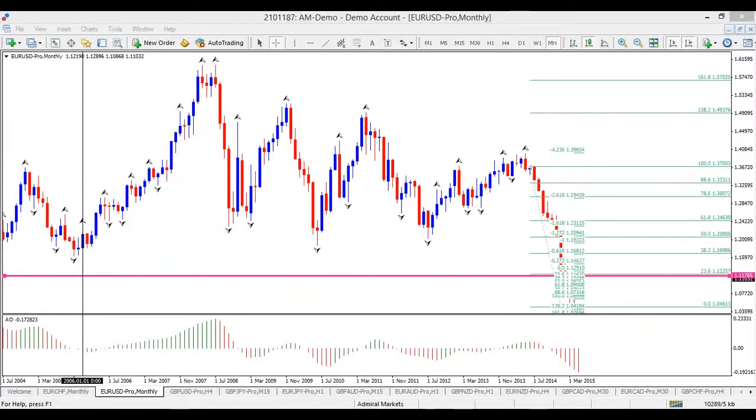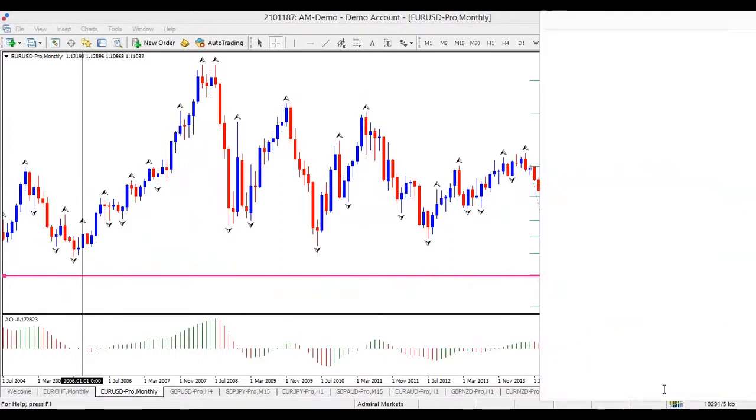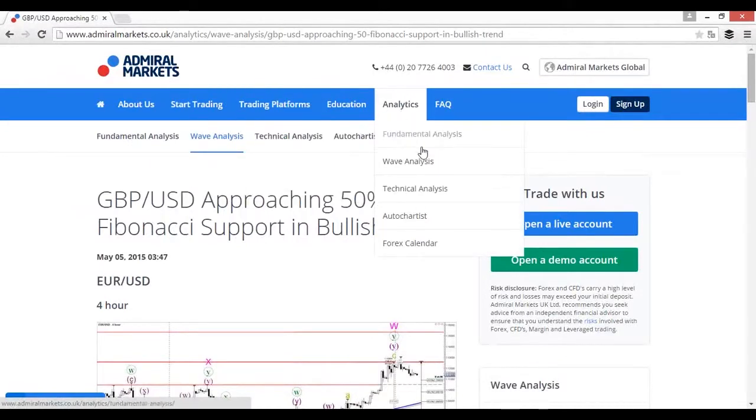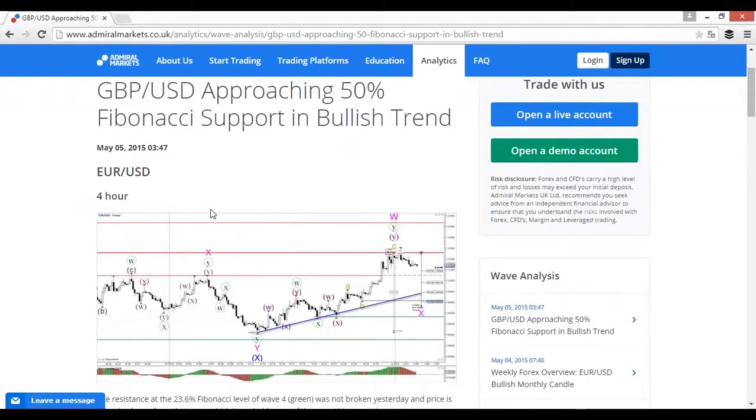Regarding the wave analysis, by the way, we'll dive into the lower time frames in a second, but before I do that, I just wanted to show you that you can look at the wave analysis that I post every day. Go to the website, go to analytics, go to wave analysis, and you'll find it anywhere between 5 and 7 a.m. UK time. You will find my wave analysis.